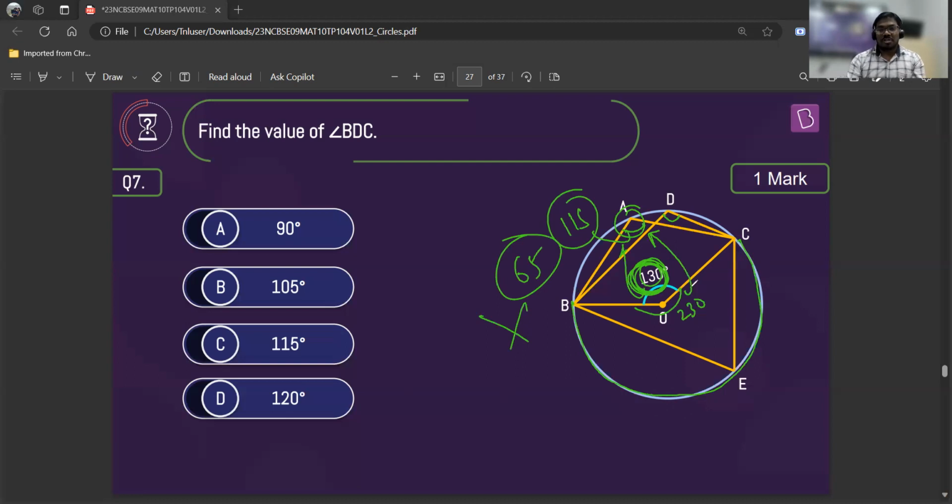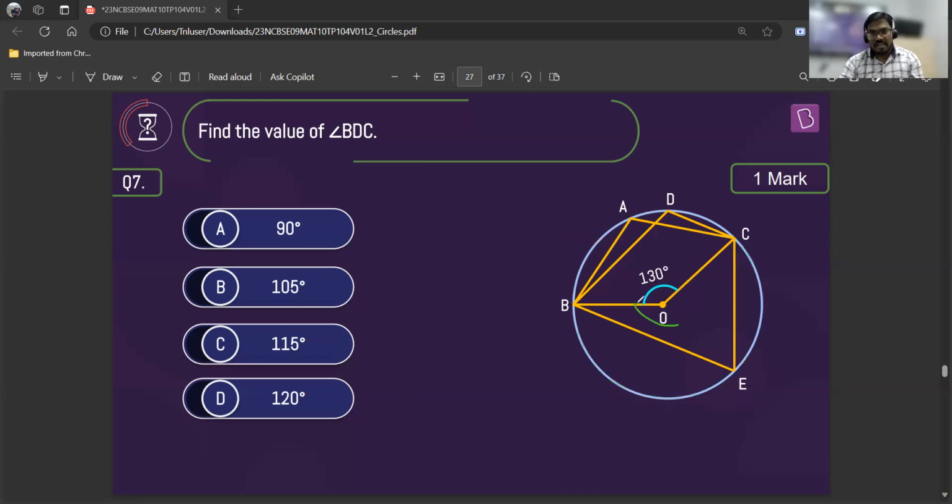Please keep in mind the direction of the angles, that is very important. As I told, if the angle is this way, then the angle must be this way. If I talk about this angle, then it is 65. I'm not talking about this angle right now because this is 130, this is 65. By this arc, simply you can say, BC arc.